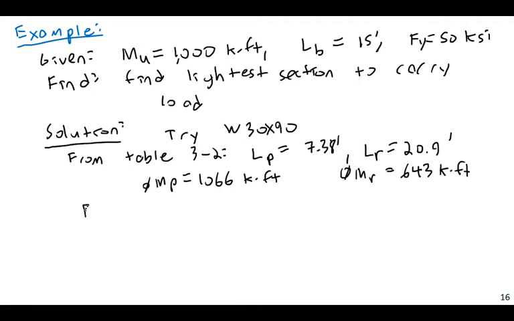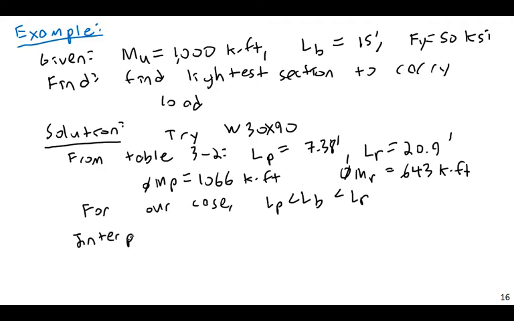For our case, LB is greater than LP, but less than LR. So that means we're in that intermediate range. We're in the middle range. Before the residual moment, but beyond the plastic moment. And we discussed this previously. So because of that, I'm not going to get the full plastic moment capacity. So instead, I'm going to use these as data points and interpolate between them.